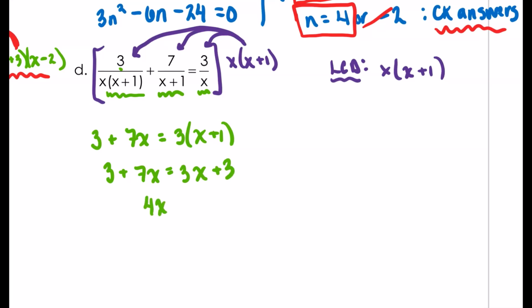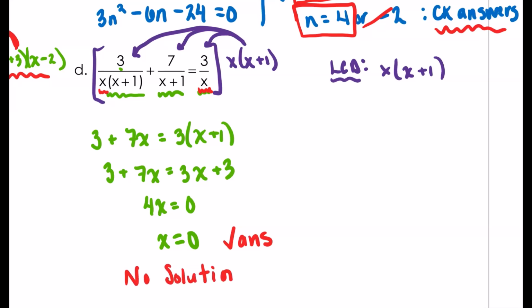And then I get 4x is equal to 0, and x is equal to 0. Okay, again, make sure that you check your answers. And right away I can see when I substitute 0 in here, that makes my equation not defined. So here there is actually no solution. This is a failure. You've only got the one value to check, and it does not check. So this one is a no solution variety.